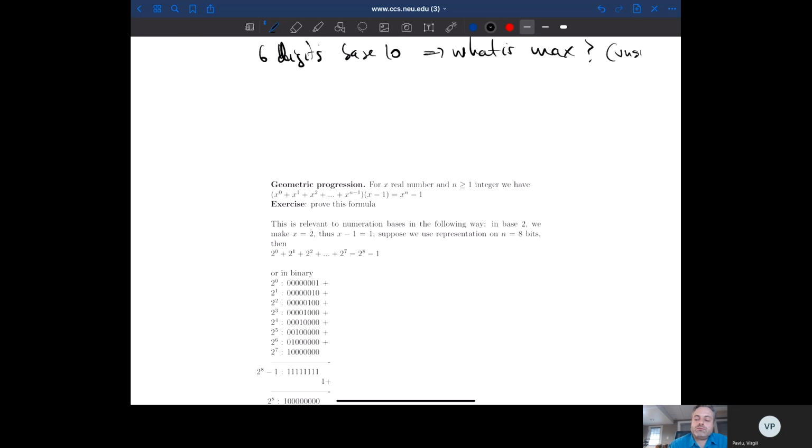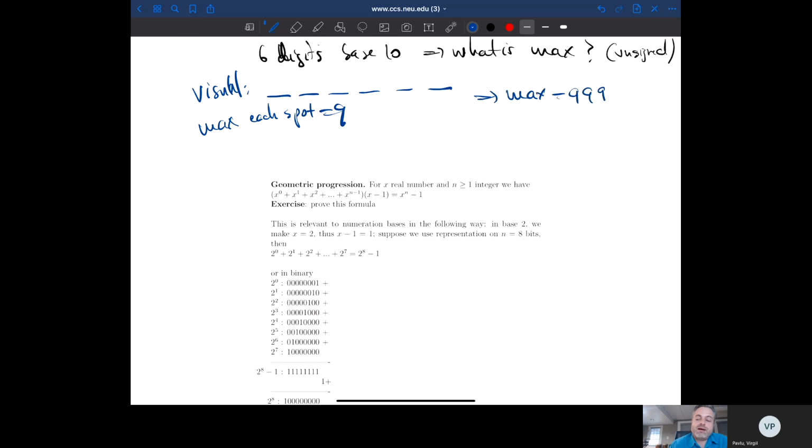This is unsigned. We're not worried about the sign. And you're going to say, obvious answer: if you look from a visual perspective, you have 6 spots, and the maximum each spot is 9. So the max has got to be 999,999, because I have 6 things, and the maximum I can put there is 999,999.